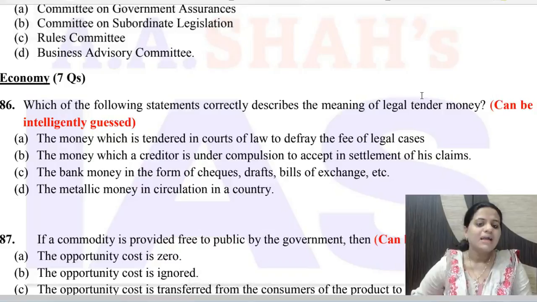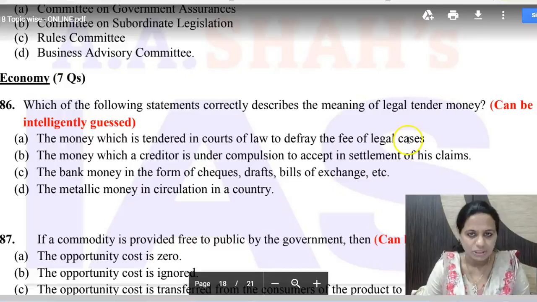So this is not bank money. The legal tender money is actually the currency. So it's not the bank money. Metallic money in circulation in a currency. So legal tender money is not just the metallic money, but also the currency notes. So the correct answer here is B. 86 is B. Then 87.